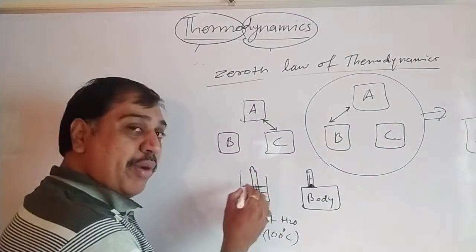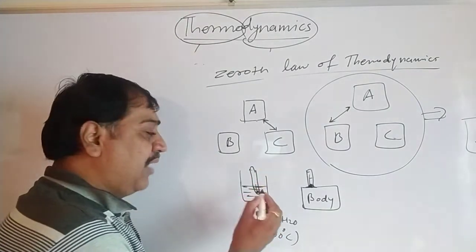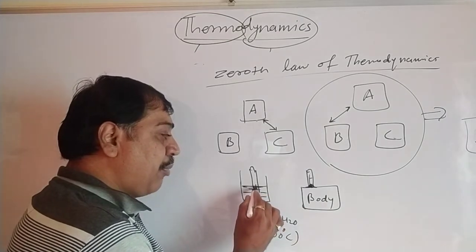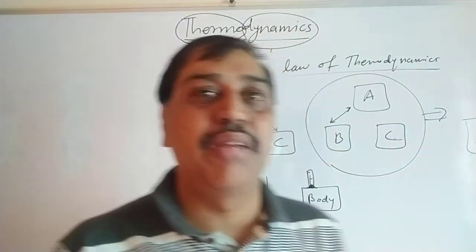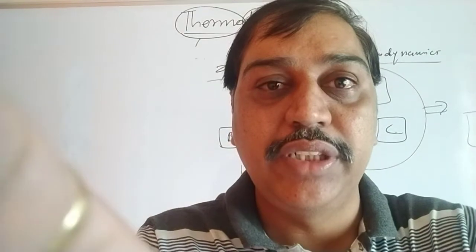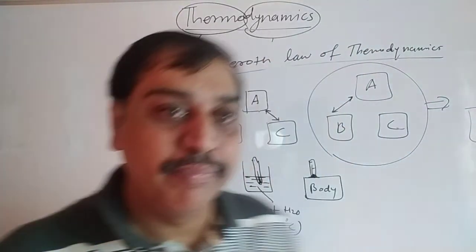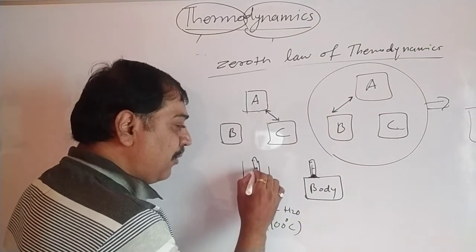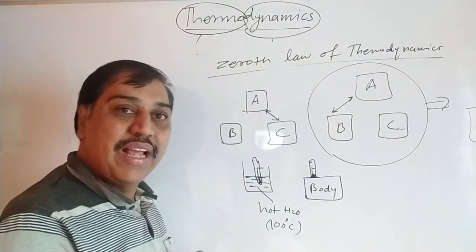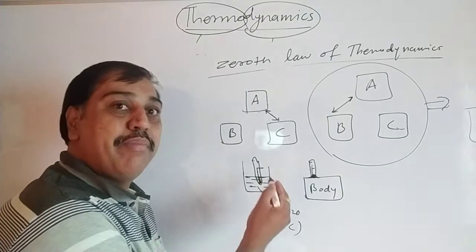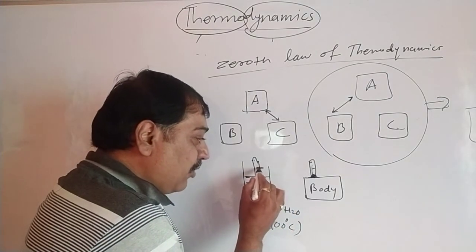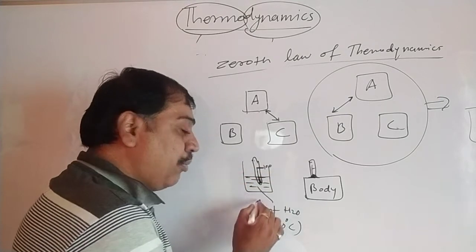So when we put this thermometer in the water, the mercury starts rising. When the mercury rises to its maximum value and is not going up further, then we can say the thermometer is in thermal equilibrium with the hot liquid. Now you can measure this value because it is not rising now. Whatever is shown here, suppose it is 100, that would be the temperature of the water.